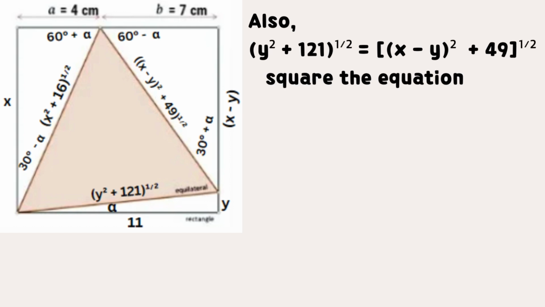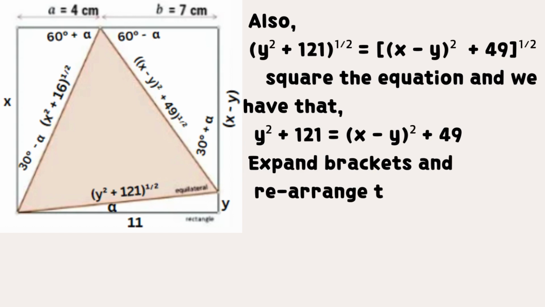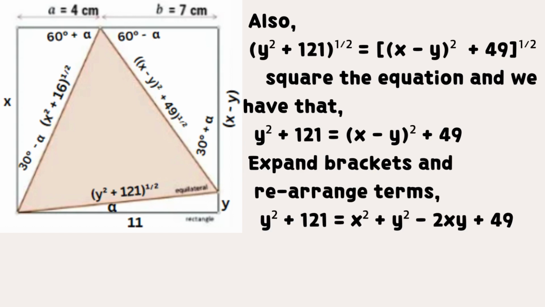Also, equate the second and the third expressions. Square the equation, and we have that the sum of the square of y and 121 equals the sum of the square of x minus y and 49. Expand brackets. Rearrange terms, combine like terms and simplify, and we have that the square of x minus the product of 2 and x times y equals 72. We call it equation 2.